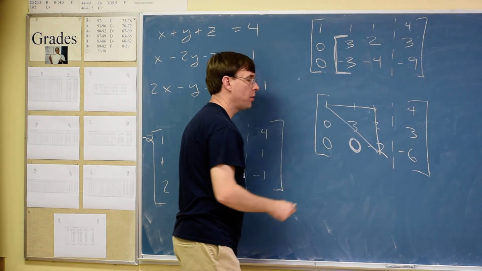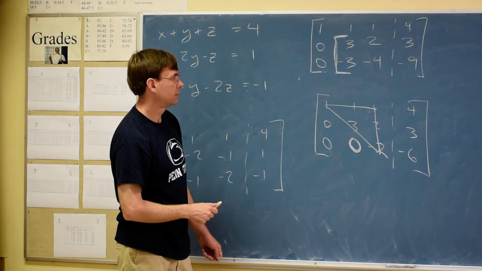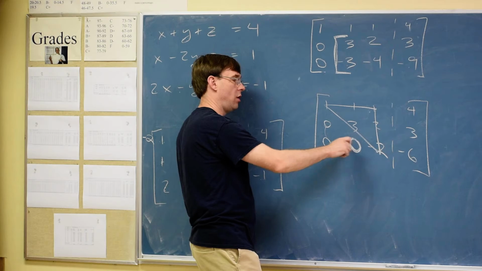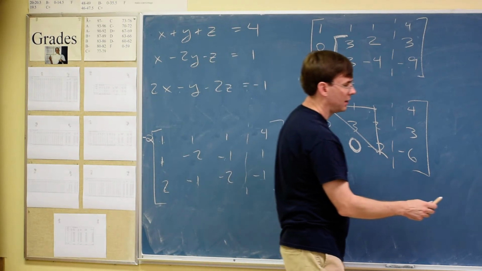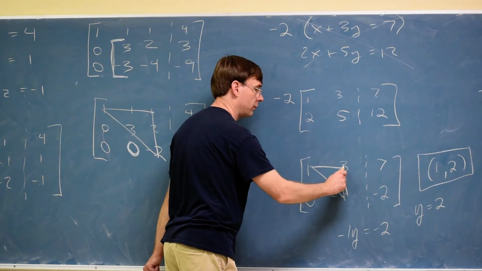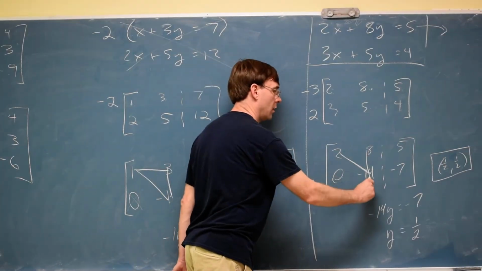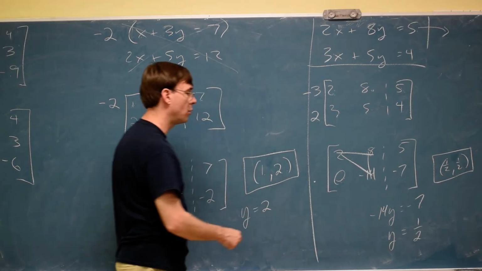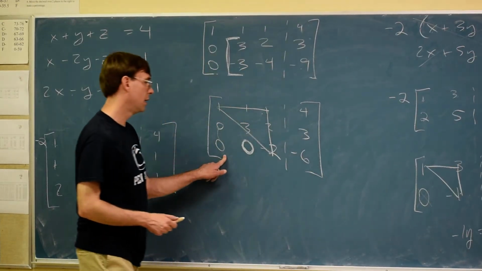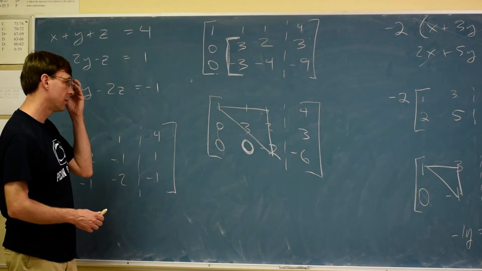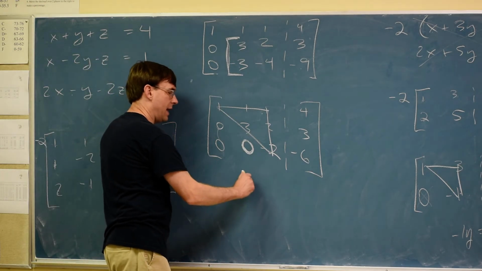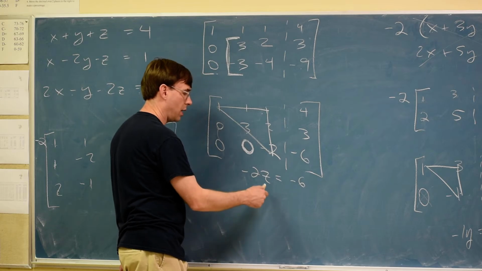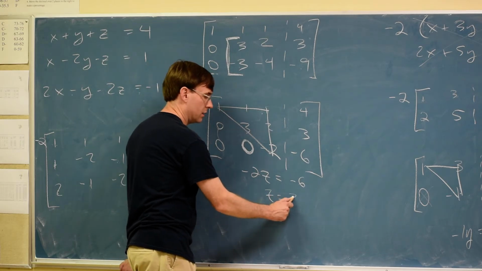This is called an upper triangular matrix, meaning the numbers are in a triangle shape on the top with all zeros underneath. That's the shape we have here too, and here. When you have yourself an upper triangular matrix with the bottom corner filled with zeros, that means it's time to solve and get answers. This means that negative 2z equals negative 6. In other words, if you divide, z is 3.